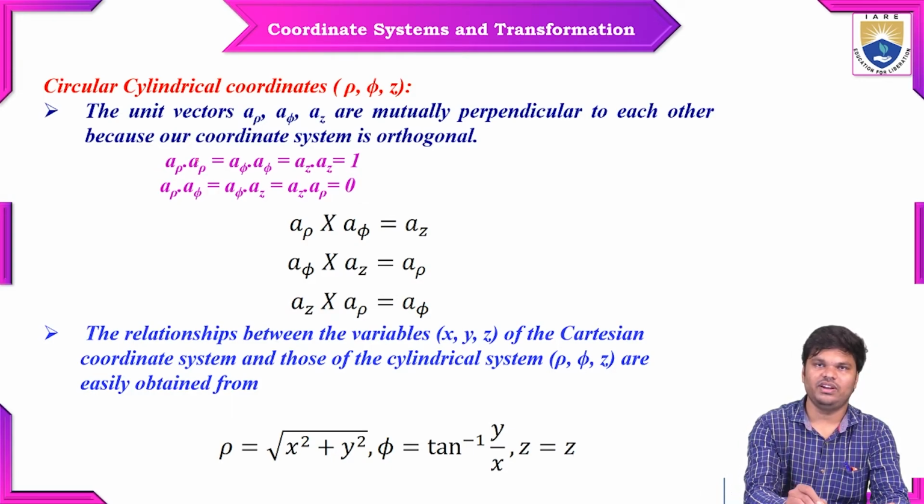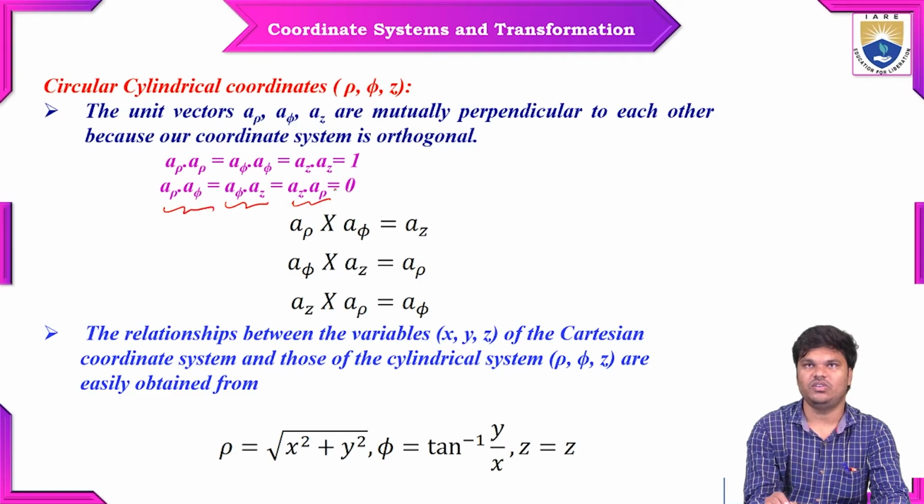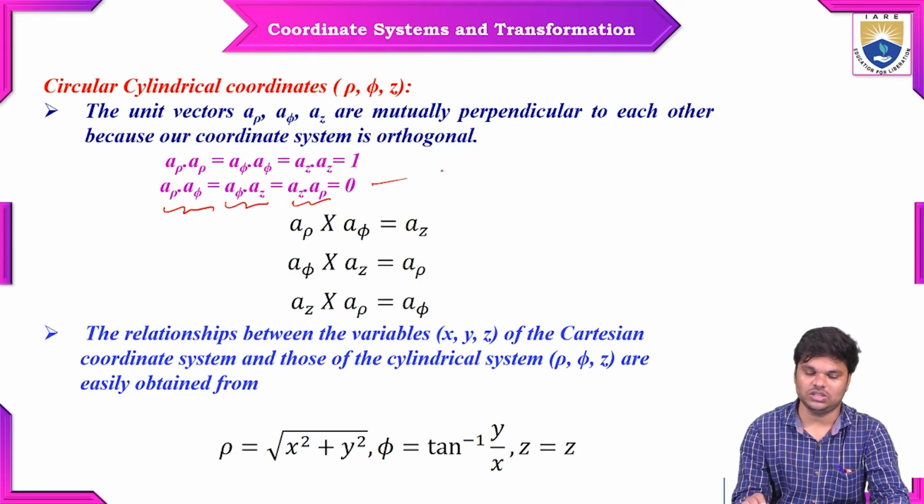The dot product of two same unit vectors, which are in the same direction, is always 1. That's why it is 1. Here the angle between a rho and a phi is 90. Here also the angle between a phi and az is 90. Here also the angle between az and a rho is 90. That's why the quantity is 0.